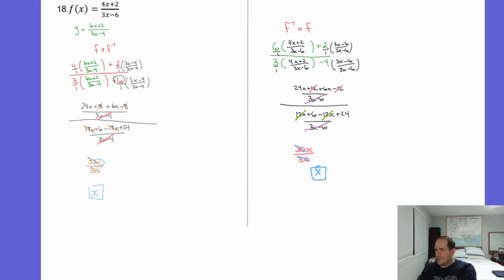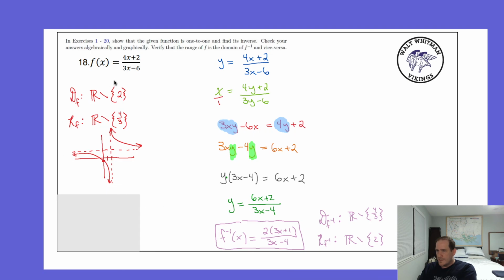So is that it? Did I cover everything well? Yeah, we talked about the domain and range. We talked about how they switch. We talked about the graph. We talked about everything. So that ought to do it.